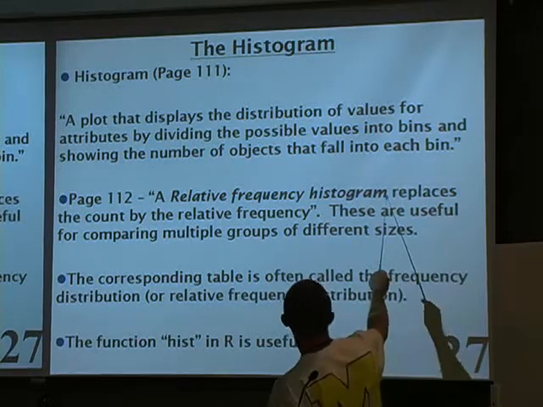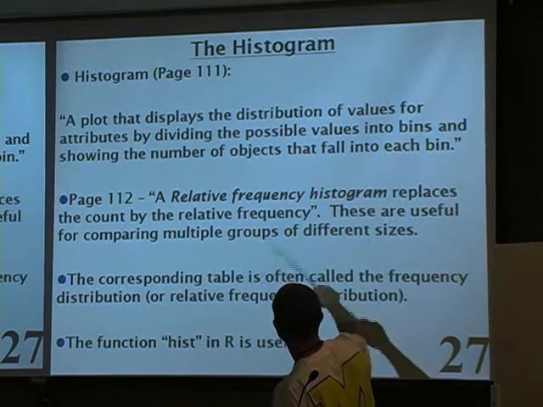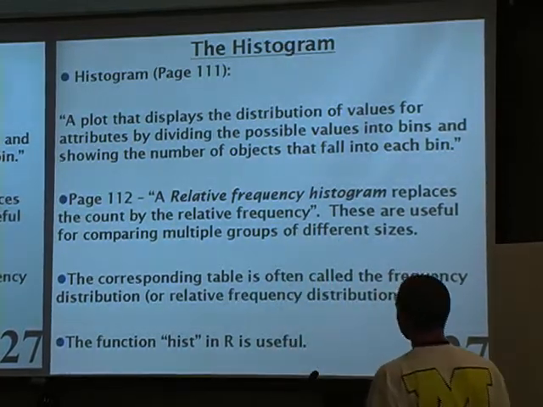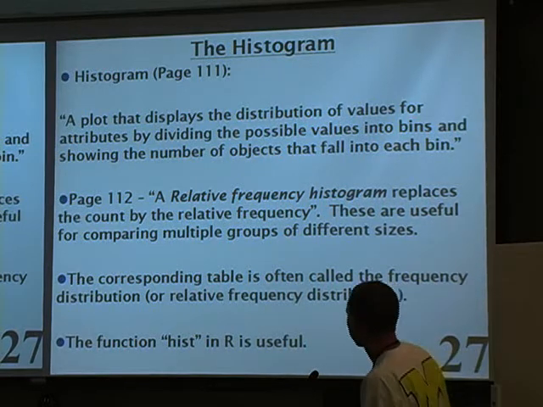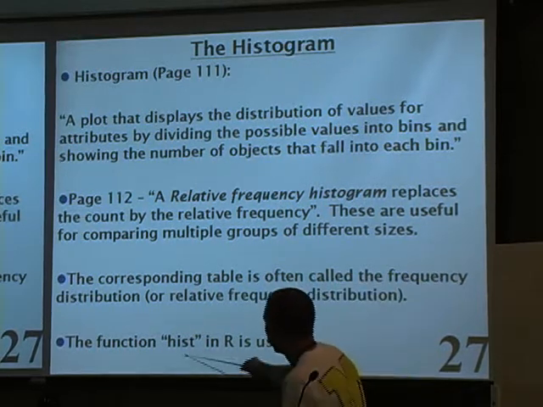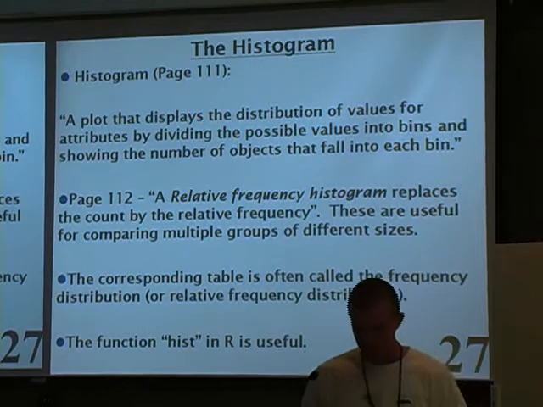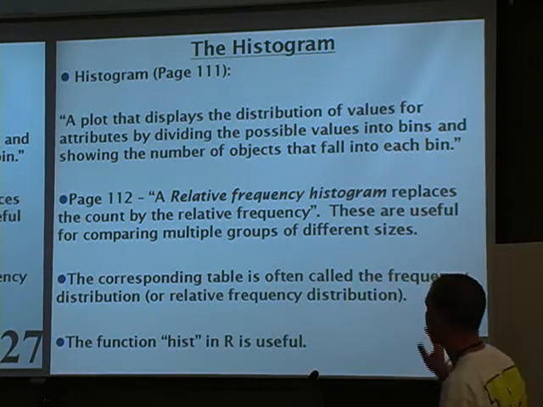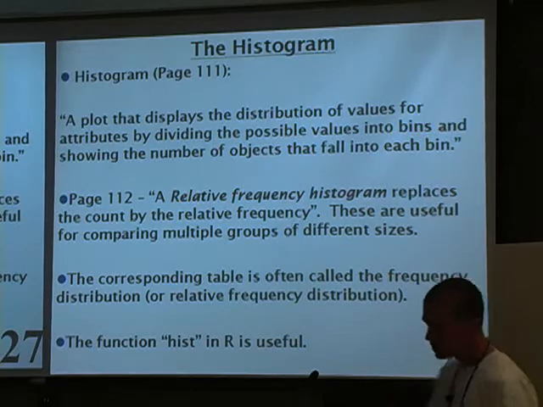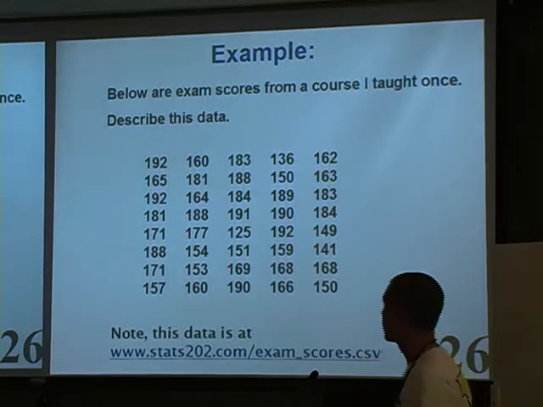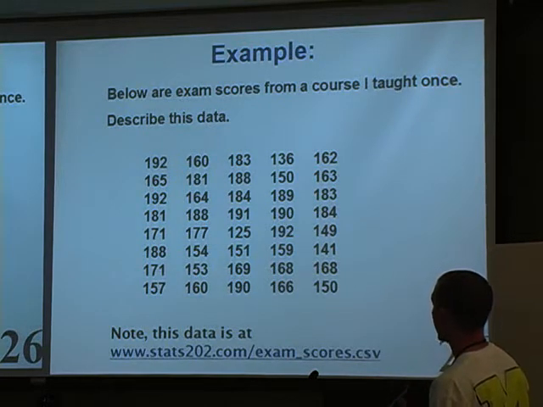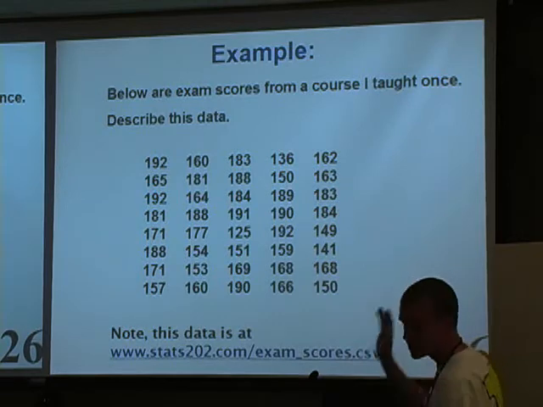You can also make them relative frequency by simply dividing the counts by the total, which would be useful if you were comparing different size groups. The table that goes with it is called a frequency distribution, and in R, there's a function hist that's useful, and let me demonstrate that to you. Now, the nice thing about the histogram is it does scale well, right? Because here I have 40 numbers, but it doesn't matter if I have 40,000 numbers, because I get to choose how many bins I'm going to make, and the counts can get big, and I can just rescale my y-axis.